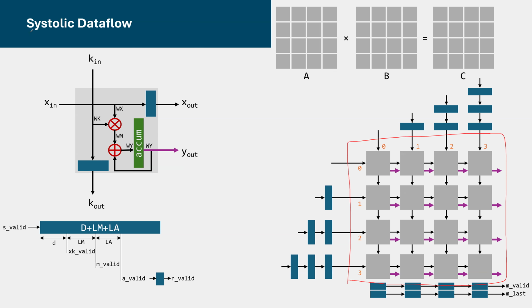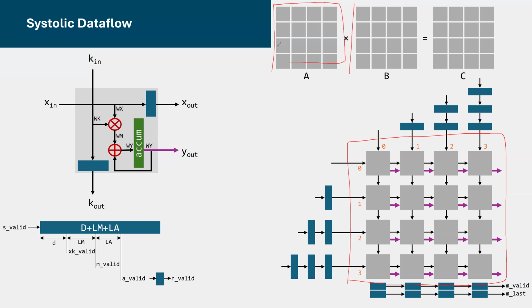The reason it's called systolic is that the way data goes through the systolic array looks like how blood flows through your heart, the systolic and diastolic rhythm. So the key idea here is, let's say you have two matrices, a matrix A and a matrix B, and you are multiplying these two matrices together to form this matrix C.